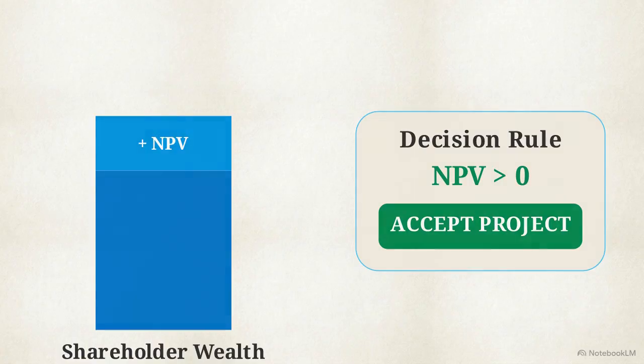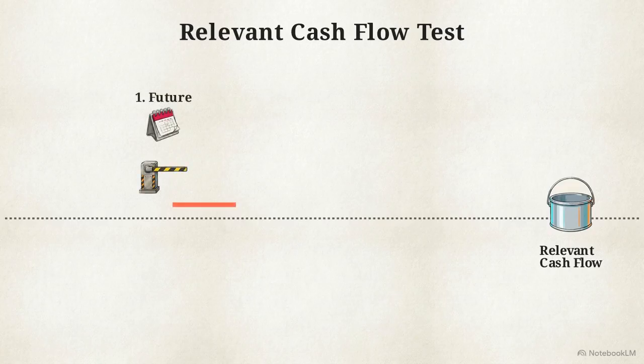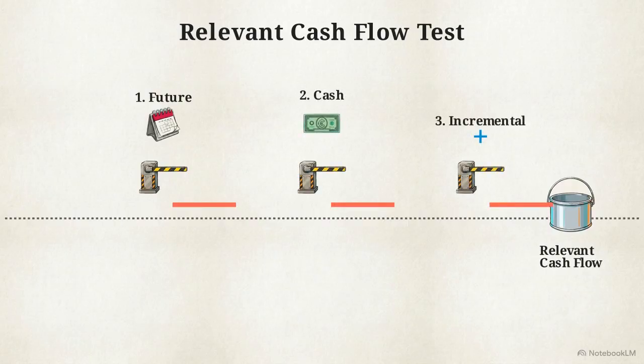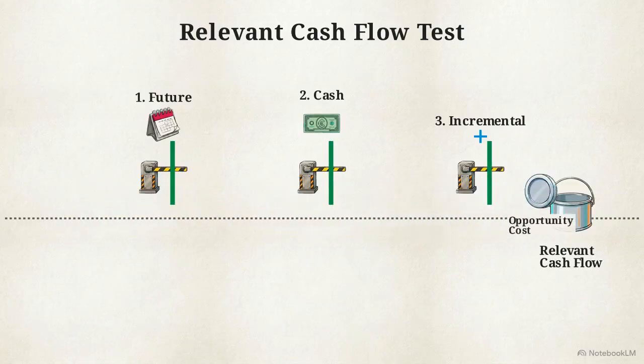Before applying any formulas, you must filter your data. Every figure must pass a 3-question test to be considered a relevant cash flow. First, is it a future cash flow? Second, is it actual cash? And third, is it incremental, meaning it only happens if the project is accepted? We can apply this test to common exam traps.